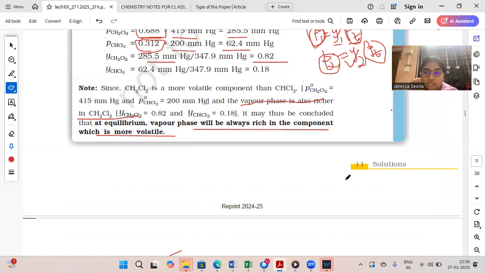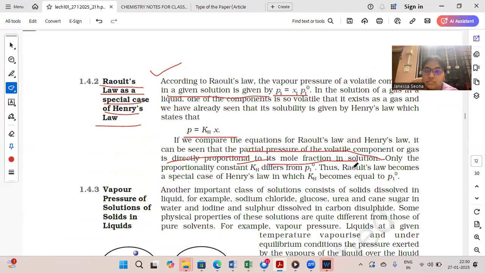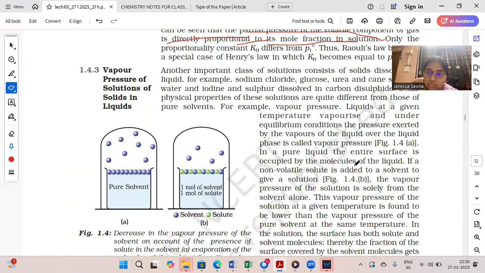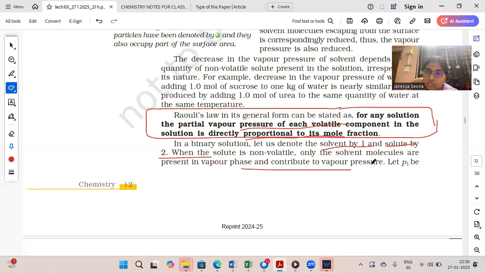Moving forward, let us see in detail. Yes. Jenisa, can you please read this, Amma? This is that is in bold.